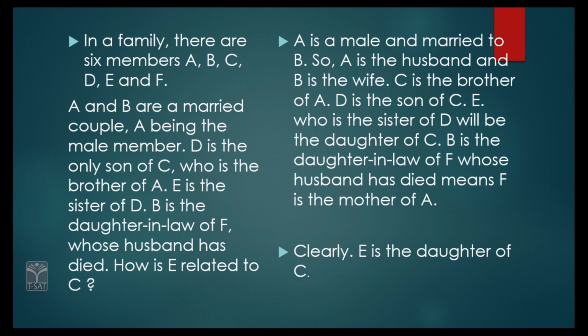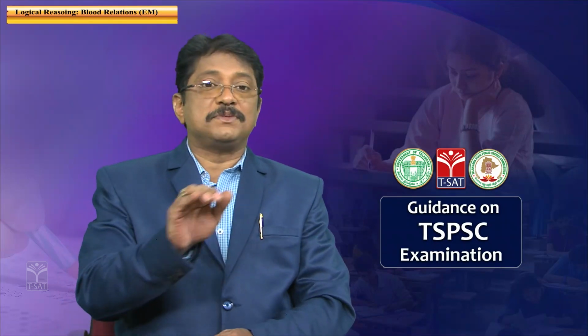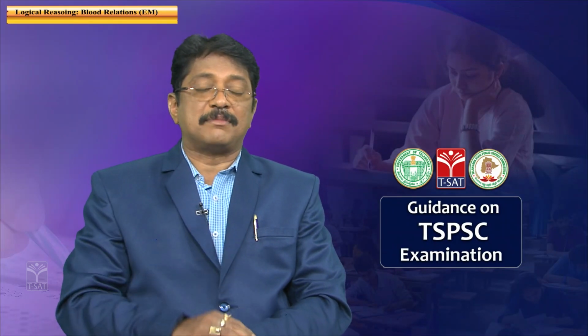A and B are married couple. A being the male member, D is the only son of C, who is the brother of A, and E is the sister of D. So B is the daughter-in-law of F, whose husband has died. How is E related to C? This is the question. See the complexity between all these 6 members.